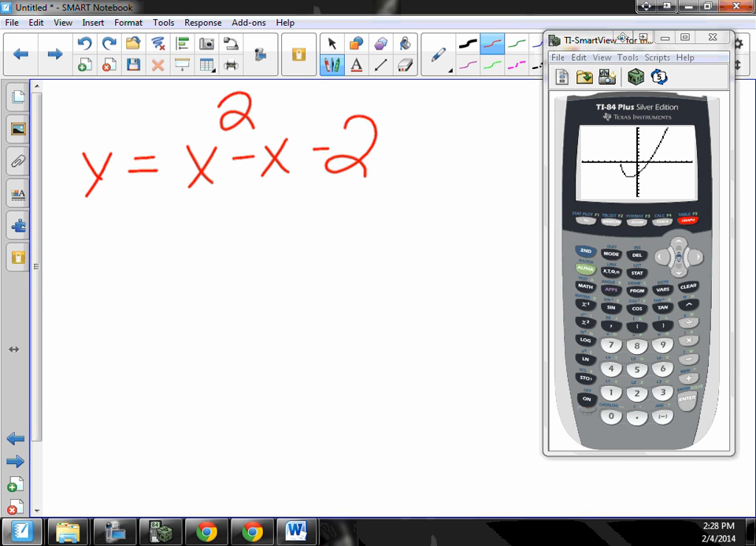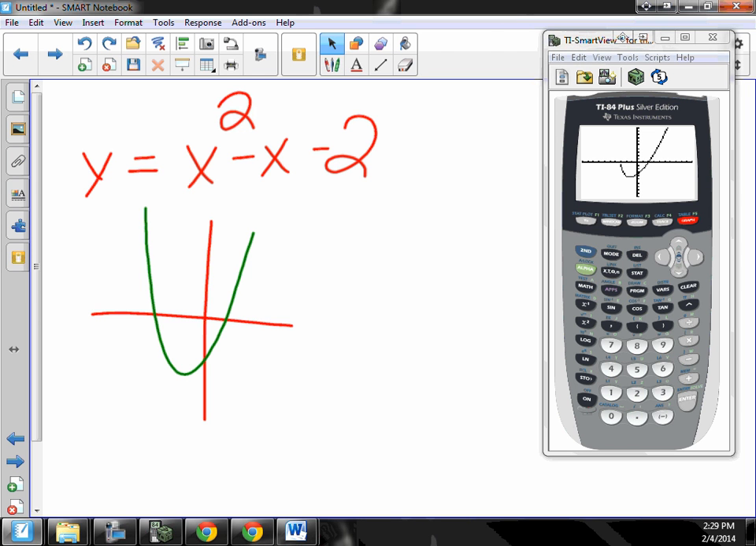It's not exponential. What does the graph look like? What shape is the graph? It's a parabola. So it looks like this. Okay. What if I change this equation?